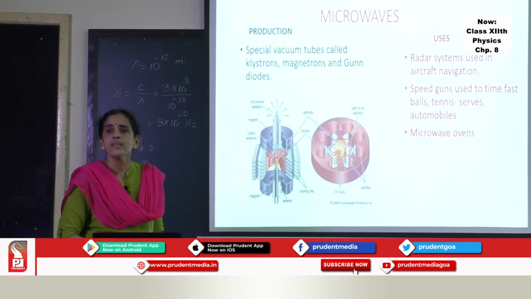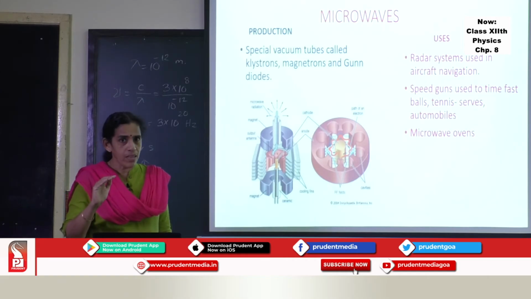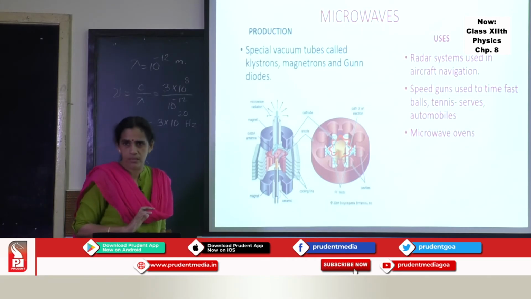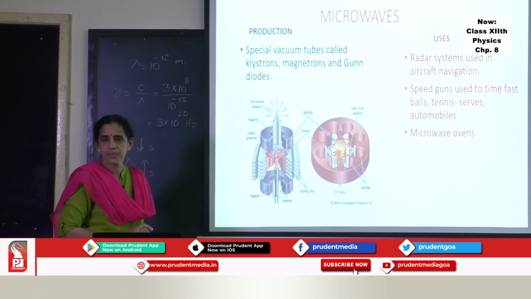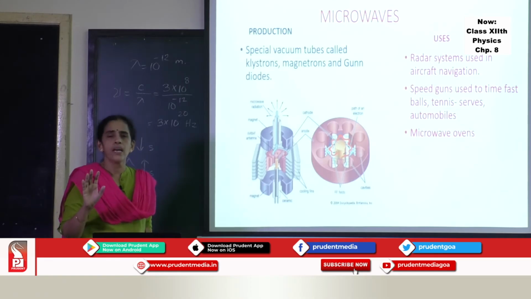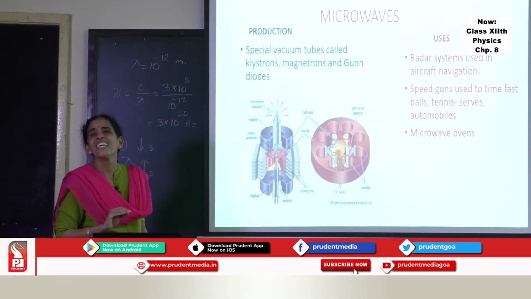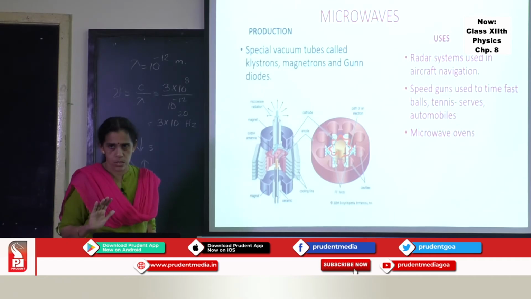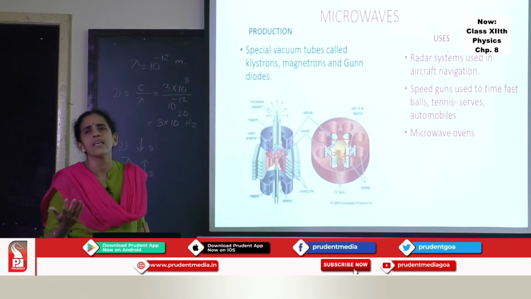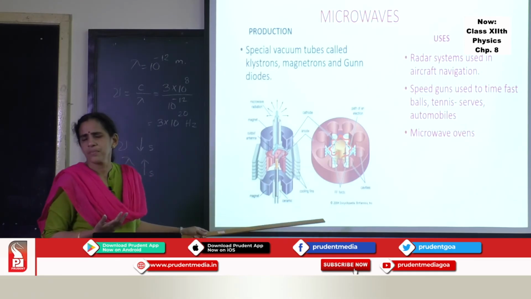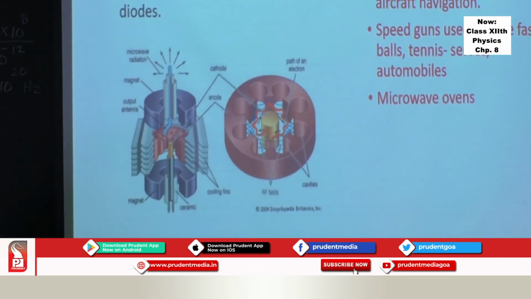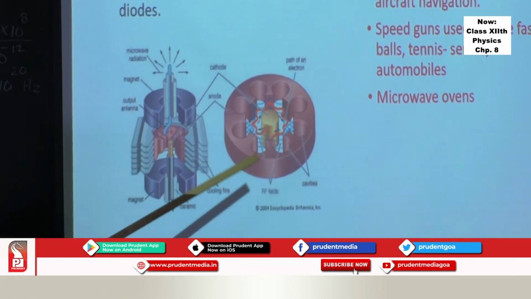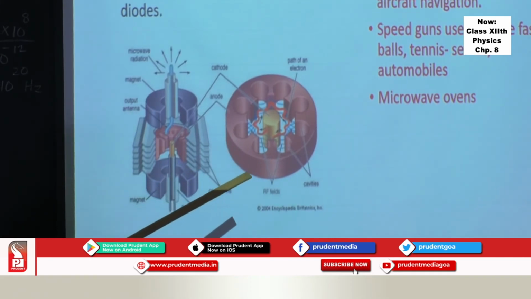Let me go to the next one, microwaves. Microwaves have wavelength less than radio waves. Yes? And they are produced by special vacuum tubes. And the names you just have to learn by heart: klystron, magnetron, or gun diodes. The technology of it is very complicated, and I have just put a picture here. It looks like this. They are very small actually. So see, I am telling you, you don't have to learn the details of these diagrams. Okay, just to show you, I have inserted these diagrams.